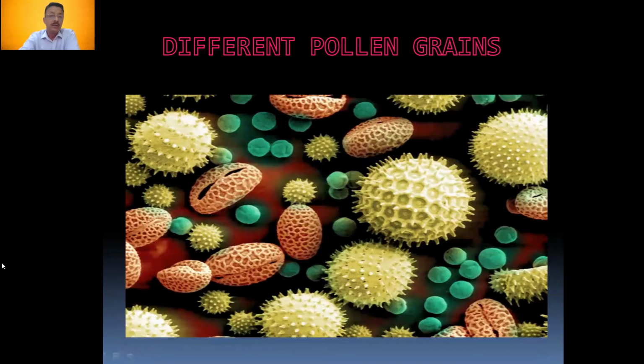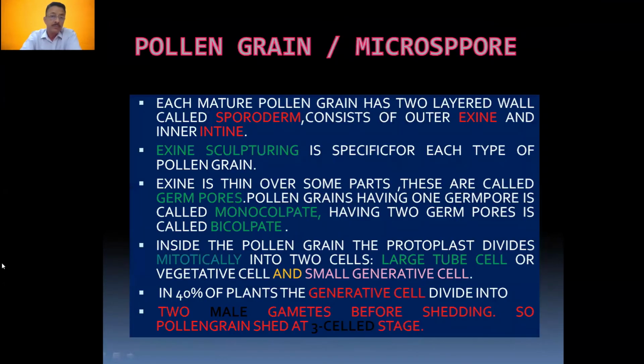In different plants there are different types of pollen grains, mainly in the exine. Exine means its outer covering. The outer covering is special for each plant. It is the specific feature of each pollen grain, and helps identify the plant to which the pollen grain belongs. The pollen grain is also called a microspore. Each mature pollen grain has a two-layered wall called sporoderm.